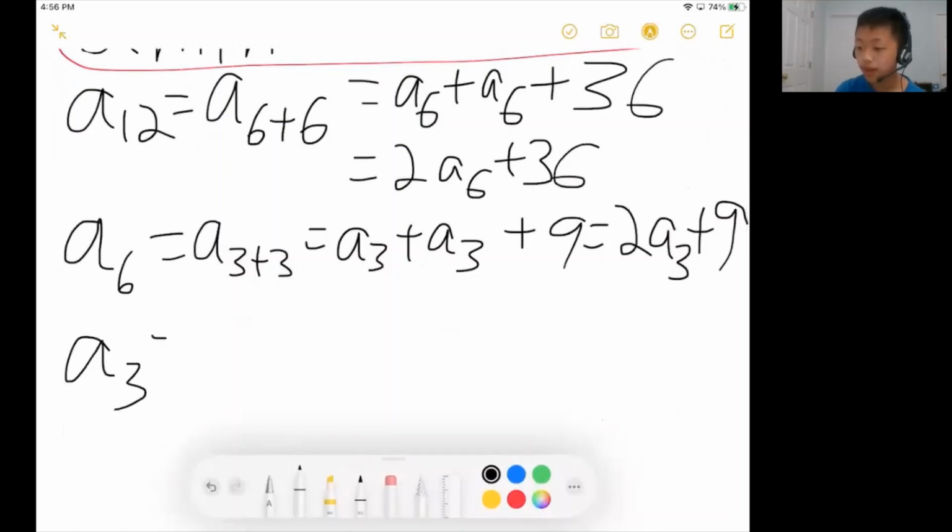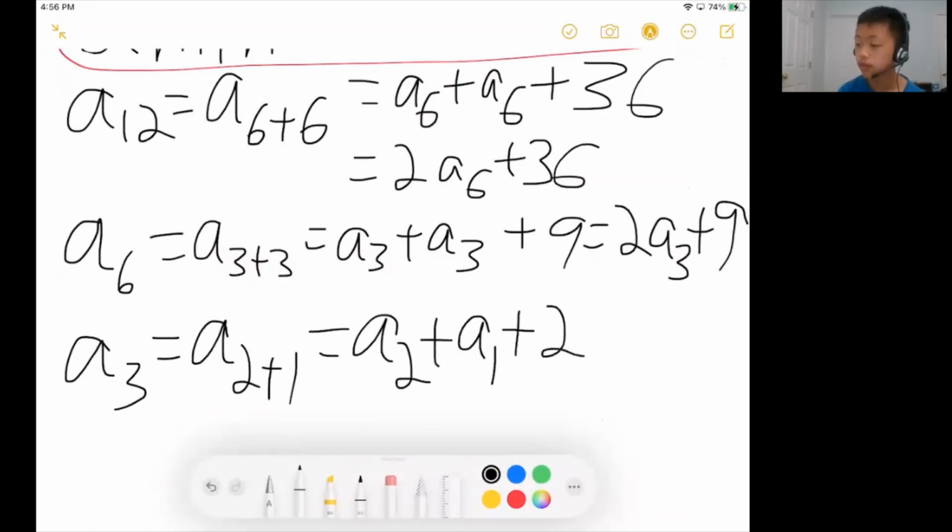So to find A3, I can write A3 as A of 2 plus 1, right? And then using the recursion, I can say this is A2 plus A1 plus 2 times 1, which is 2. So to find A3, I just need to find what A2 and A1 are. And A1, they told us in the question, was equal to 1. So all we need to do essentially is find what A2 is equal to.